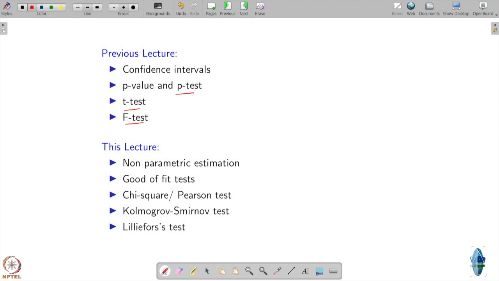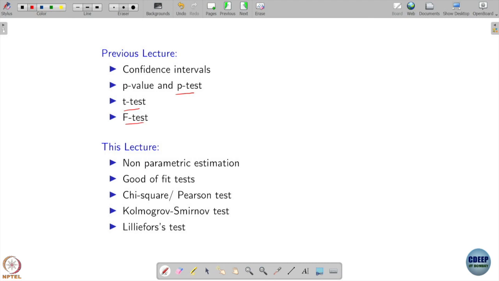lecture, we are going to continue our discussion of tests of a hypothesis. But now, we will focus on something called non-parametric estimation. That means the one which does not need to make any assumption about the statistics we are going to use to make our decision, either to accept or reject our null hypothesis. And then we will talk about various goodness of fit tests for this non-parametric estimation. In particular, we are going to talk about three goodness of fit tests. First one is chi-square test, then Kolmogorov-Smirnov test, and then Lilliefors test.